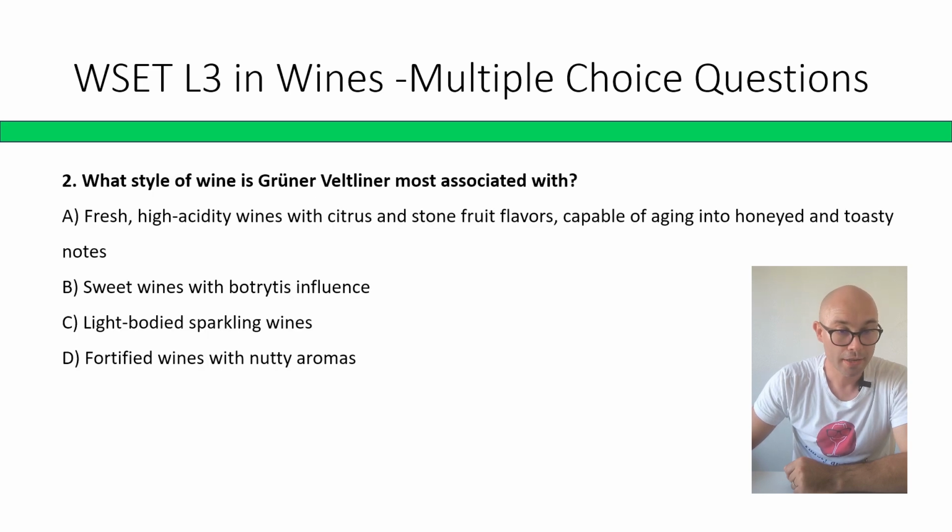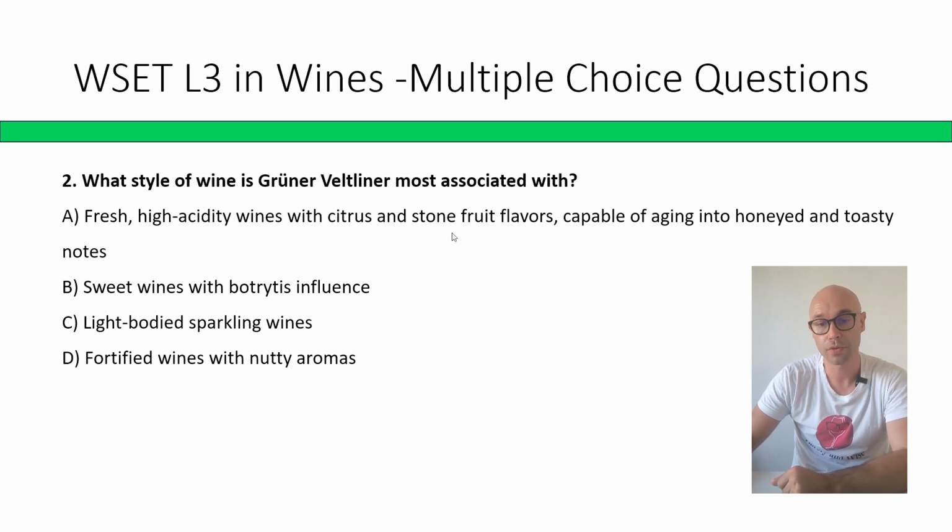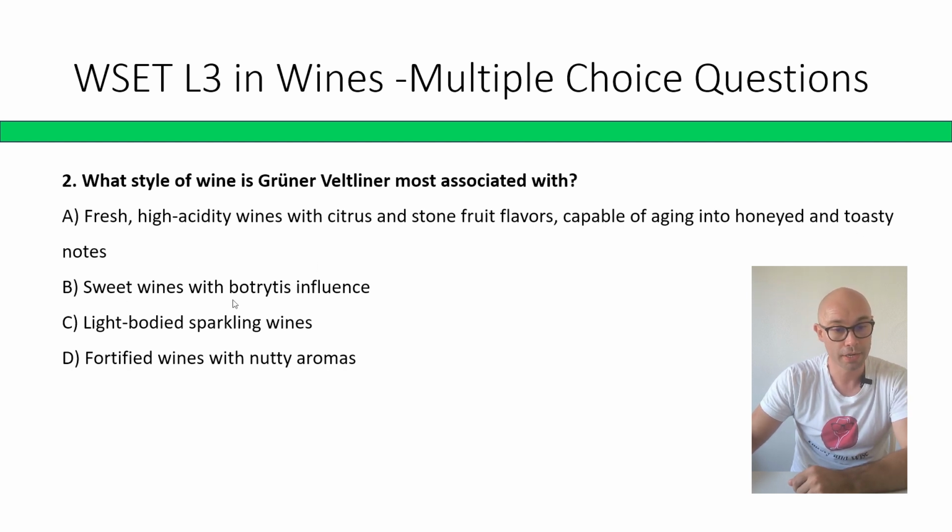What style of wine is Grüner Veltliner most associated with? Fresh, high acidity wines with citrus and stone fruit flavors, capable of aging into honeyed and toasty notes. Sweet wines with botrytis influence, light-bodied sparkling wines, fortified wines with nutty aromas. The correct answer is A, fresh, high acidity wines with citrus and stone fruit flavors, capable of aging into honeyed and toasty notes.